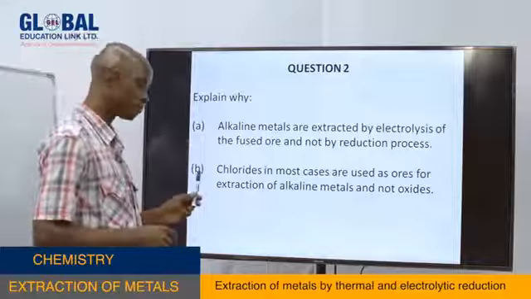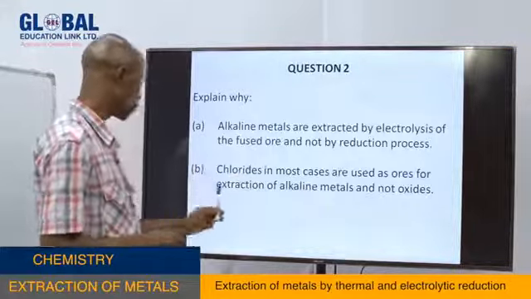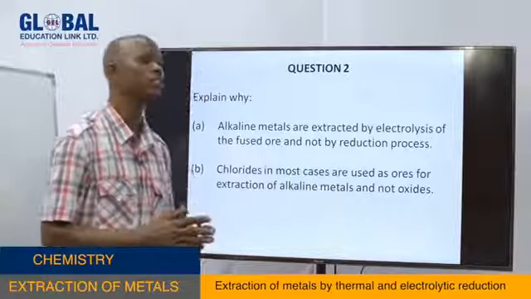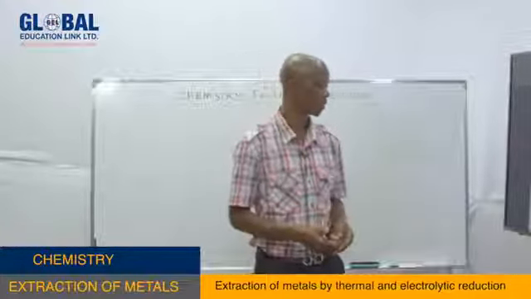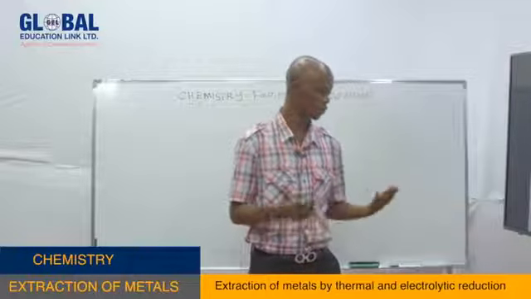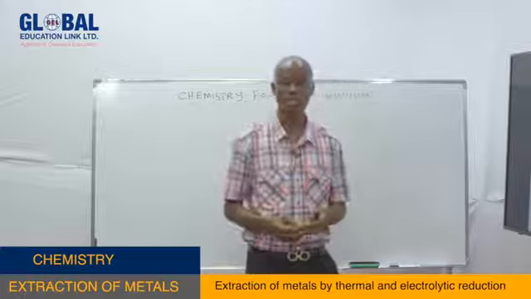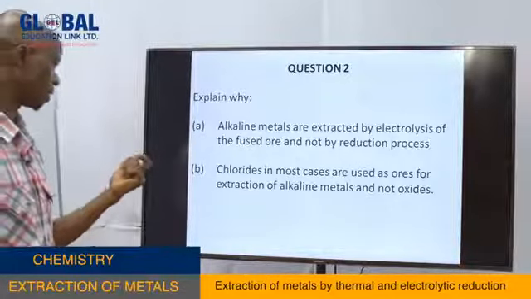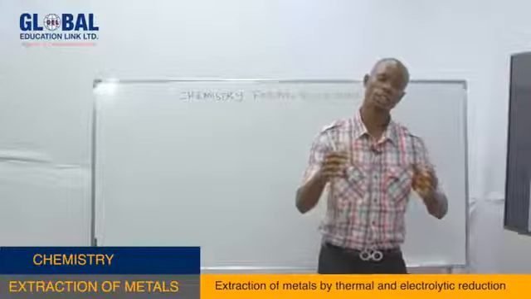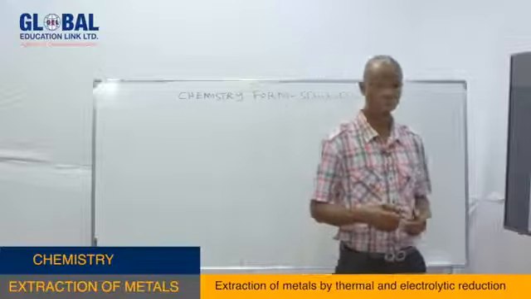Now from there also we have B. Chlorides in most cases are used as ores for extraction of alkaline metals and not oxides. Can you see that question as well? That question also is similar to the one that I have given you the reasons here. It is very similar. It is not different. So it is simple. Giving the reasons why chlorides are mostly used as ores for extraction of alkali metals and not oxides, I have given 3 reasons. Now, can you memorize those 3 reasons? You have to memorize them, but understanding them is very important. So the question also might come in that particular form. Now we can proceed with other questions to see how the questions might come from this particular presentation.